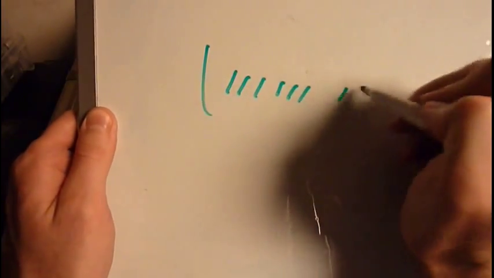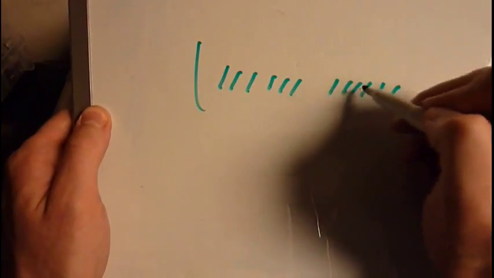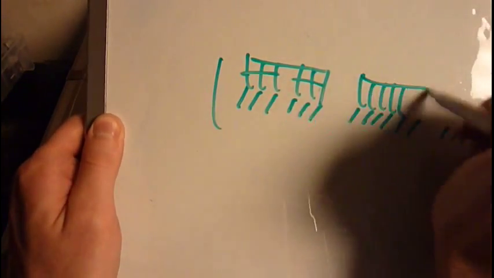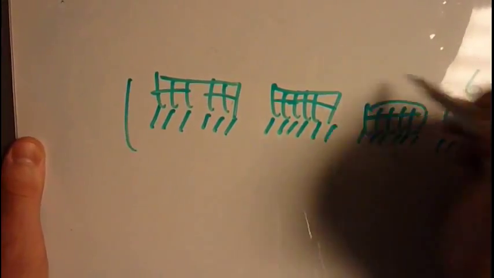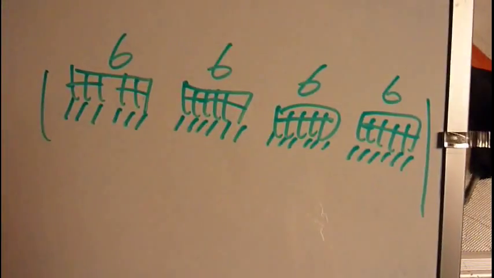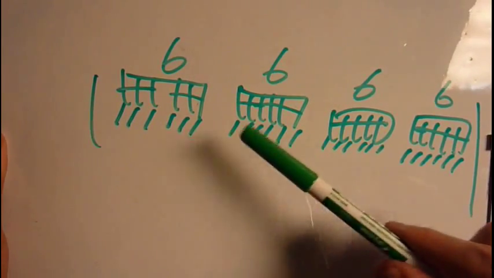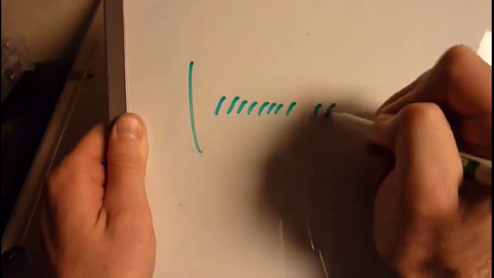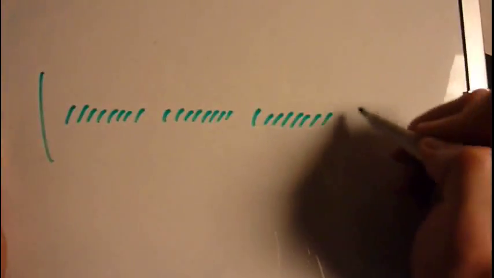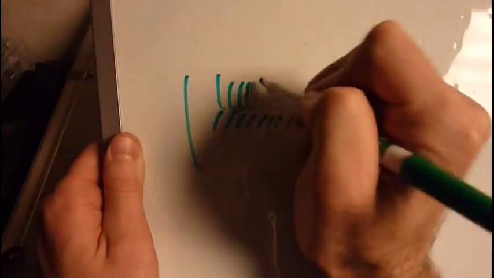What else? 16th note triplets. So splitting the quarter into sixths. 1, 2, 3, 4, 5, 6. Six, six, six, six, like that. So one and two and three and four and we've got 32nd notes. One, there's 8 of these per quarter.